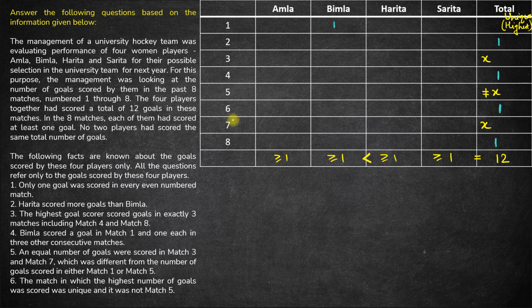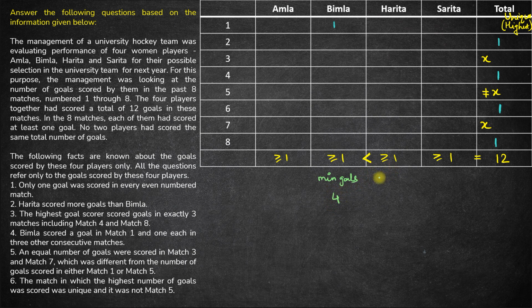Now, it's given that Bimla scores 1 goal in the first match and she scores 1 goal each in 3 other consecutive matches. So the minimum number of goals that Bimla could have scored is 4: 1 for this and 3 goals in the 3 consecutive matches, whichever these 3 consecutive matches are. But the minimum goals Bimla could have scored is 4.